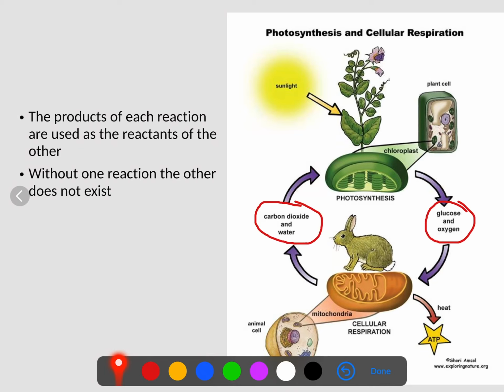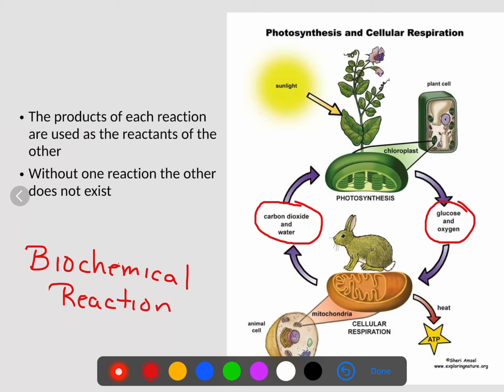So these two biochemical reactions, and that's a big word there, biochemical reactions, are related in that they need the other one in order to function. So again, if you remember, photosynthesis uses sunlight to make sugar, producing glucose and oxygen. Then cellular respiration takes that glucose and oxygen to make large amounts of ATP, or cellular energy, and gives off carbon dioxide and water, which then enter back into photosynthesis.